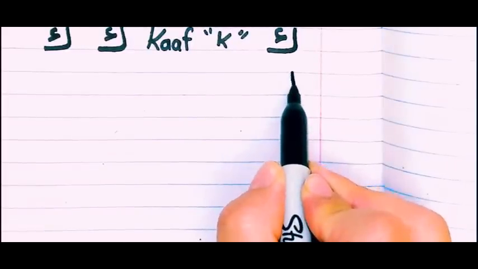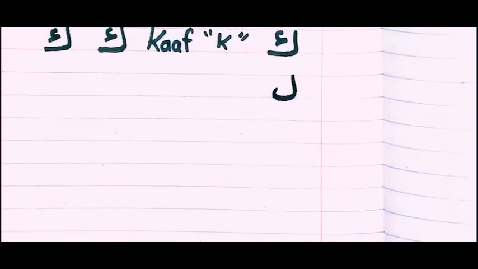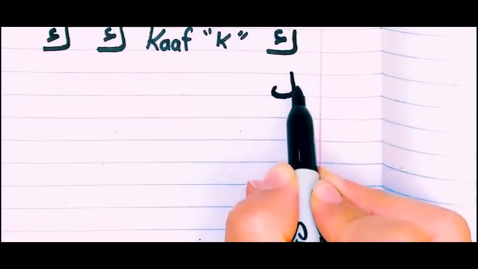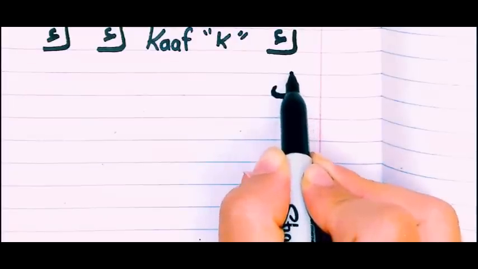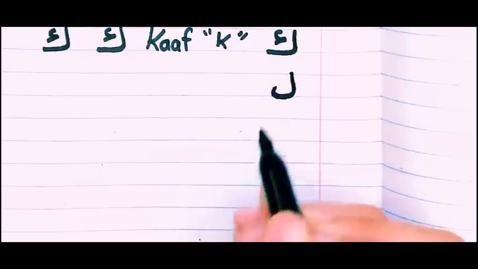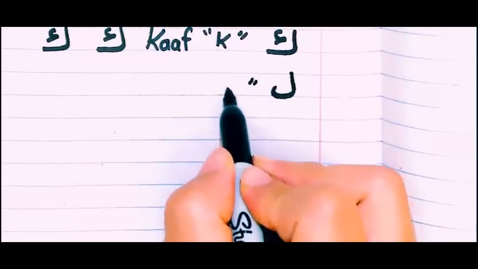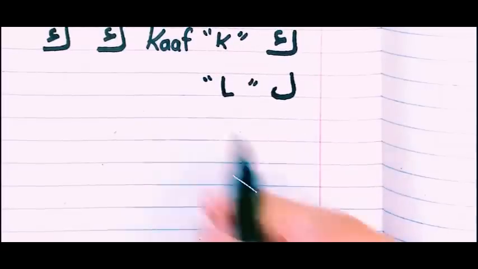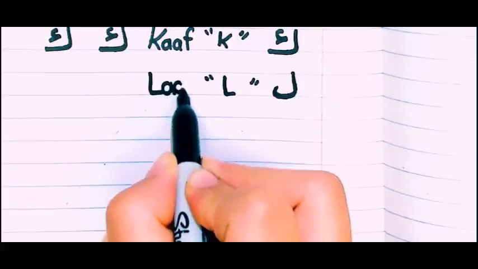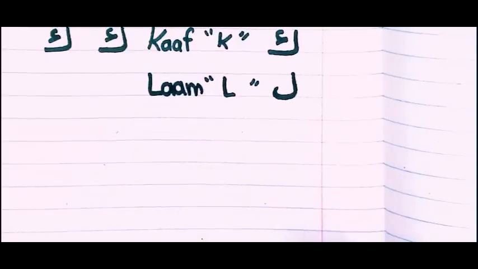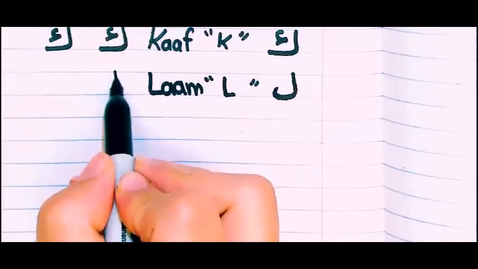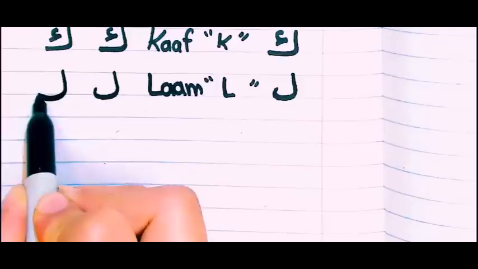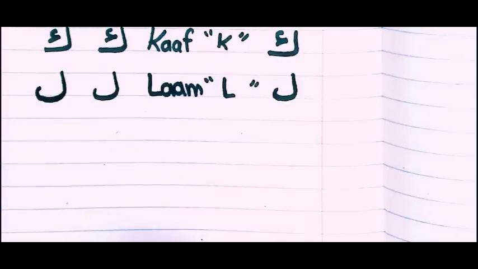Second one, or the next one, lam. A little bit curved from here. Start same height as kaf and alif, and it goes down a little curve. So that's lam. Refer to it as L. I'm going to write it again. See it here?